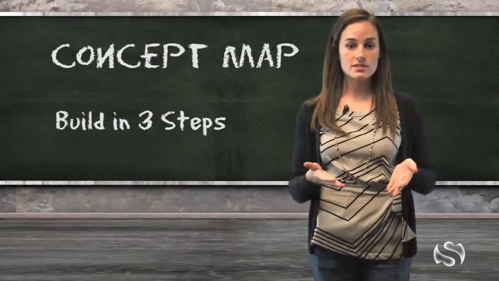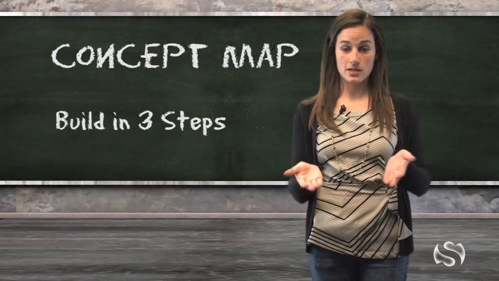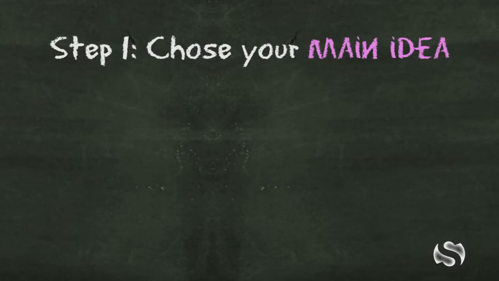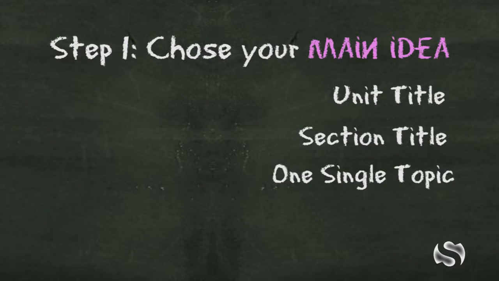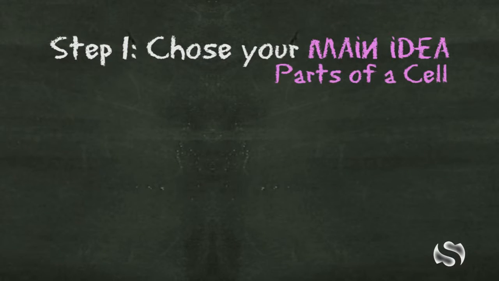So I'm going to give you 3 steps in order to be able to build a concept map. The first step is you need to choose your main idea. So this is probably the unit title or the section title, or if it's a smaller quiz, maybe it's just one single topic. In this case, we'll use parts of a cell.